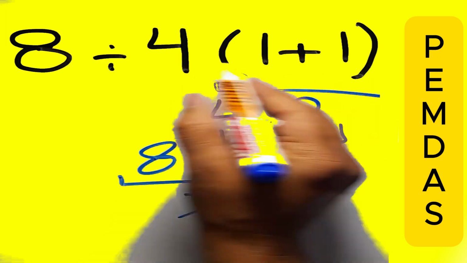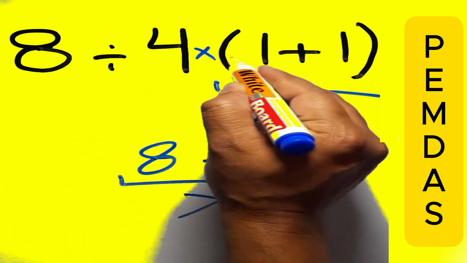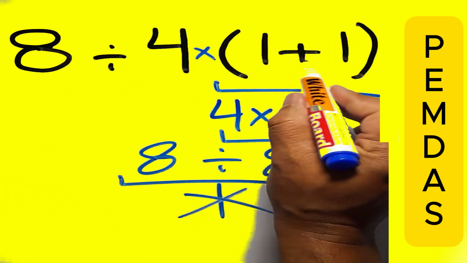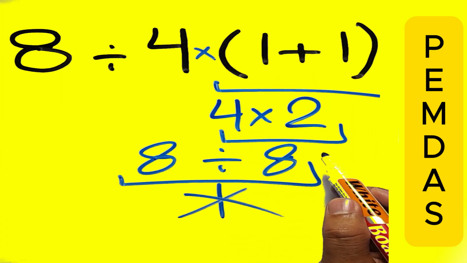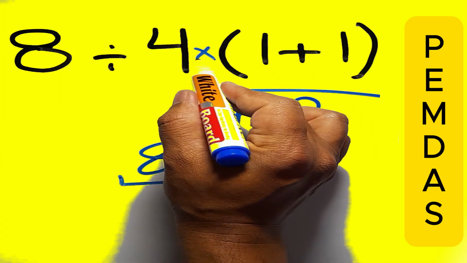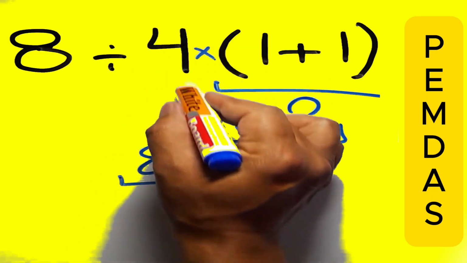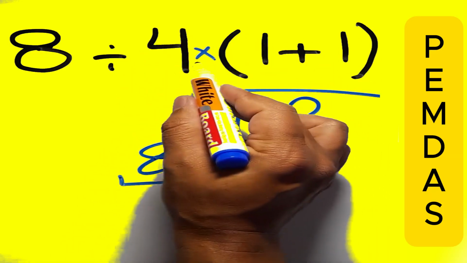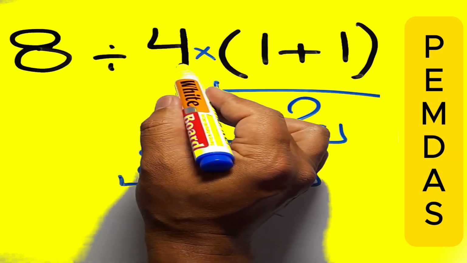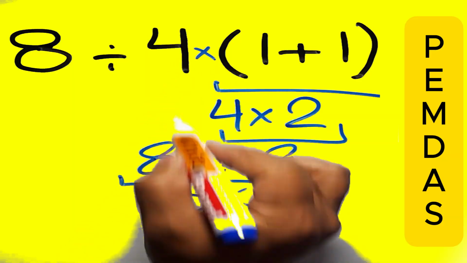In this expression, we have 1 division, 1 multiplication, and 1 parentheses. Inside this parentheses, we have 1 addition. Here we have a multiplication because in mathematics, when a number is placed next to parentheses, it means multiplication, and we usually don't write the multiplication sign for brevity.